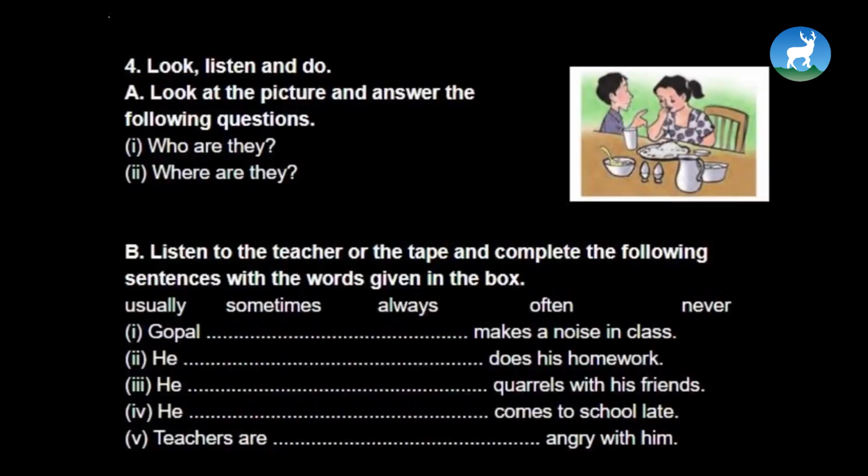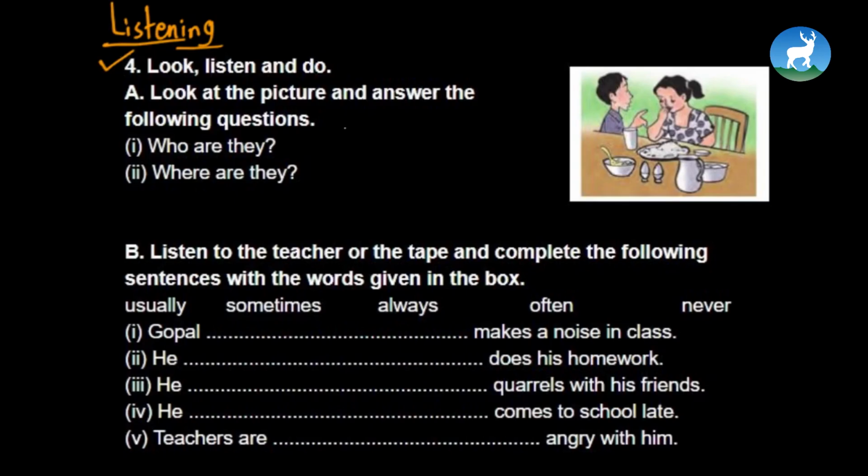We are now in the listening portion. Let's look, listen, and do. For solving the actual questions, let's look at the picture there. That's a girl there who is eating her meal. Could be dinner, right? And there's a boy just beside her. Seems to be pointing in the opposite direction.